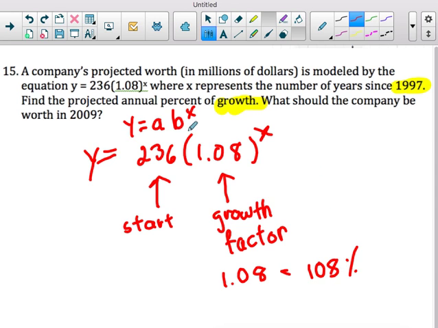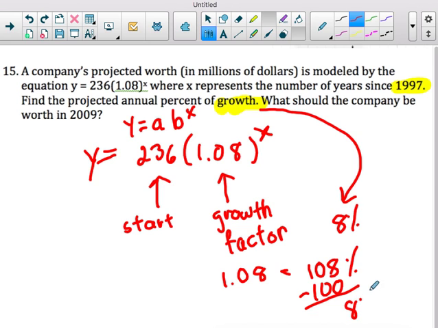So it says find the projected annual percent of growth. It's growing by 8%. Because remember, we add 8 plus 100 to get our growth factor. So if we subtract 100 from our growth factor, our percent of growth is in fact 8%. So that answers the first part of our question. The second part of our question says, what would the company be worth in 2009?